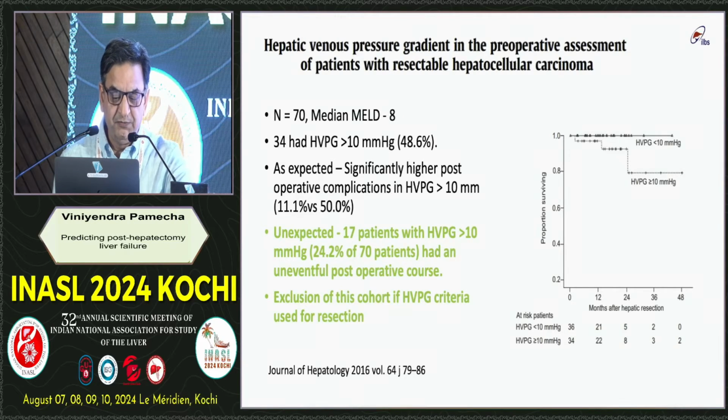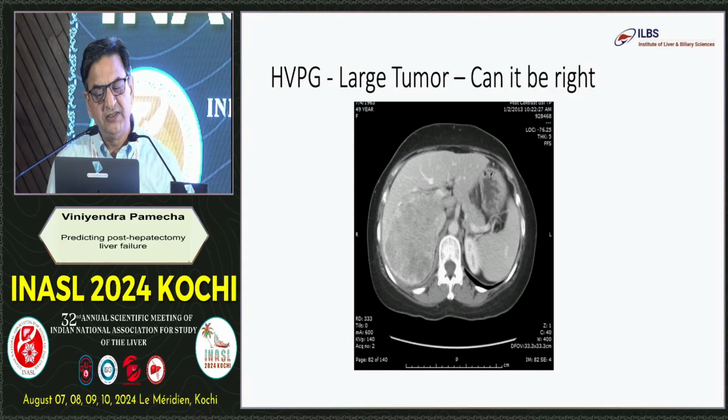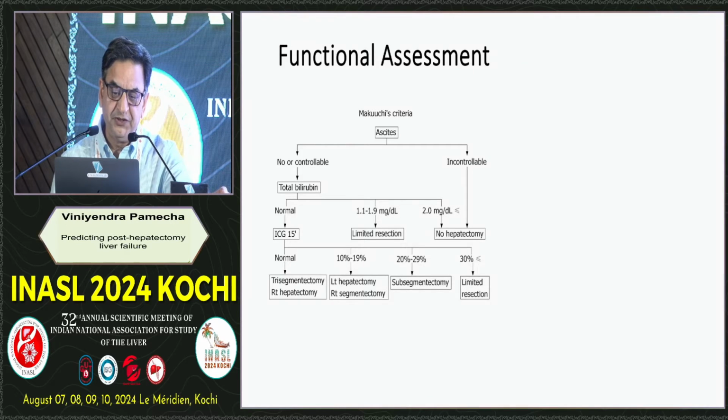So this was a study published in the Journal of Hepatology, with 70 patients, and 17 of these patients who had a high HPVG had an uneventful recovery as well. So you should not base your decision on a single reading of HPVG, especially in tumors like this, where you're trying to wedge a pressure and see what the portal pressure will be. It cannot be right there as well. So don't exclude patients based on a single reading of HPVG.